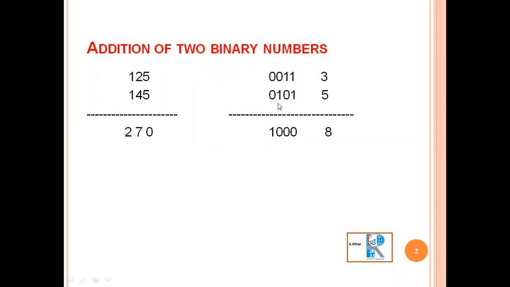So that carry 1 plus 1 plus 0, again 0, so 1 is carry. So carry plus 0 plus 0 is 1. So 3 plus 5, we actually get 8, that is 1000. This is the binary of the decimal value 8. We know this is the simple method for adding two binary numbers.